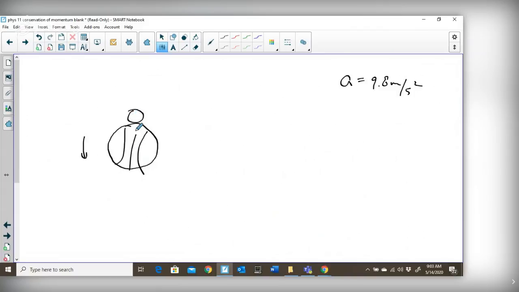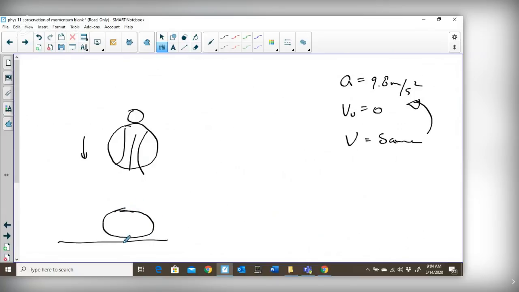And so if these are both motionless, both have an initial velocity equal to 0, the final velocity is going to be the same for both of them because they're both being accelerated by the same acceleration. And so you're going to get both of these falling at the same rate. But then what happens is that the basketball hits the ground. It hits the ground first. And when it hits the ground, then it bounces off and bounces back up.